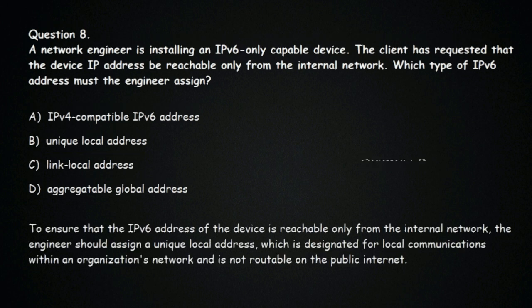To ensure that the IPv6 address of the device is reachable only from the internal network, the engineer should assign a unique local address, which is designated for local communications within an organization's network and is not routable on the public internet. So, the correct answer is B.